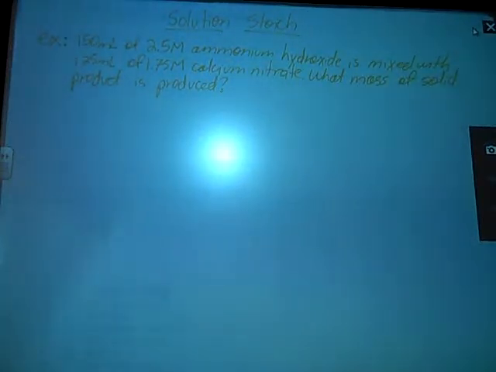On to solution stoich. So this is stoichiometry, just starting with solutions as opposed to the solids that we've been using before.